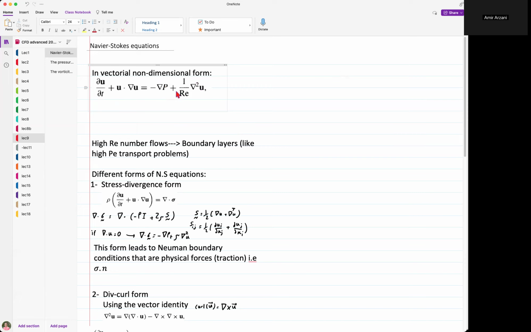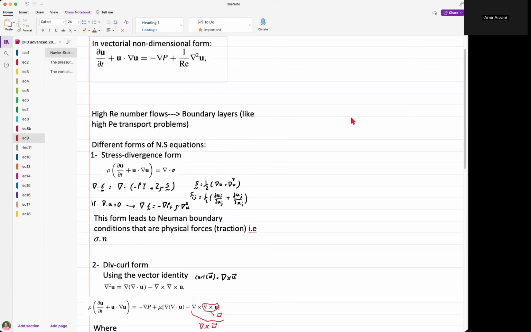And if you look at this equation, you can see that the high Reynolds number case also creates something like boundary layers and creates similar challenges to high-Peclet transport problems that we need to numerically deal with. Now, we can write the Navier-Stokes equations in different forms, which is going to affect how we numerically go about designing schemes for solving those equations.